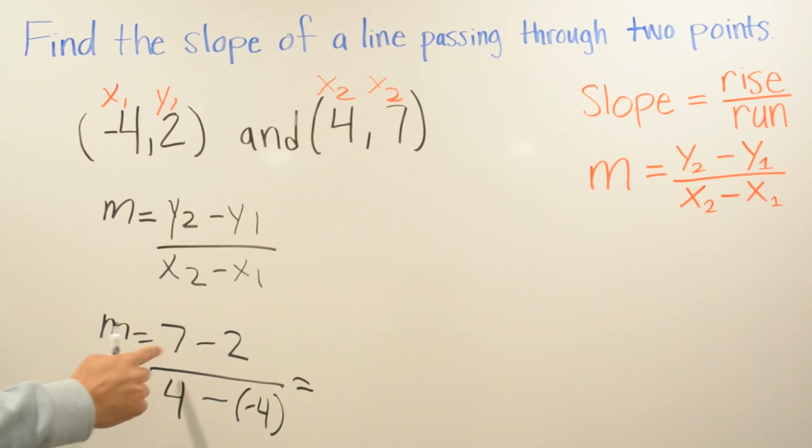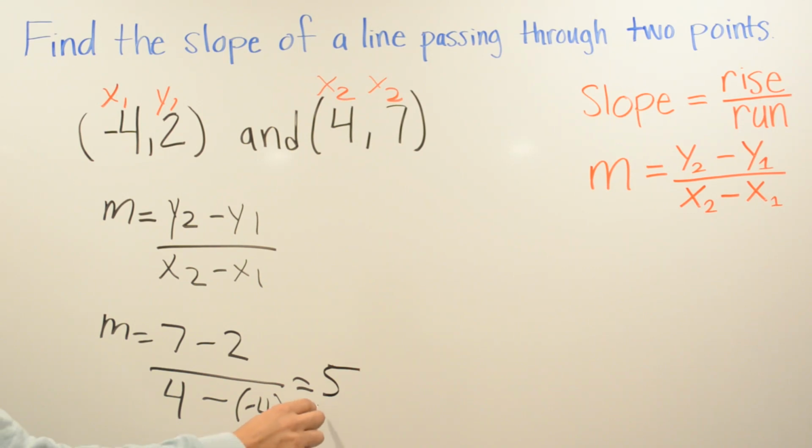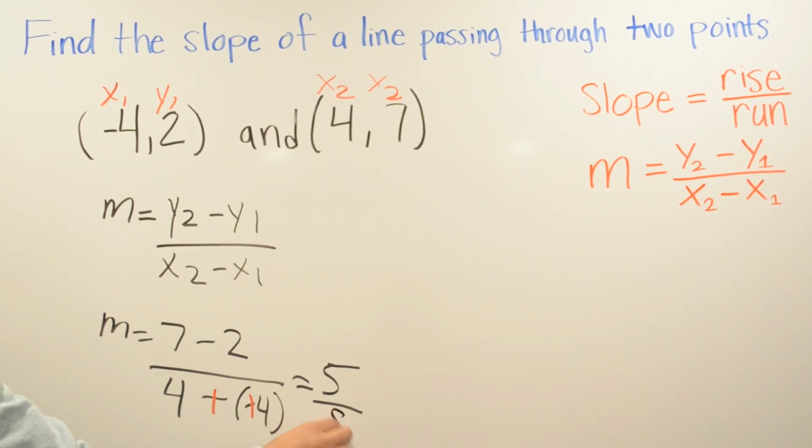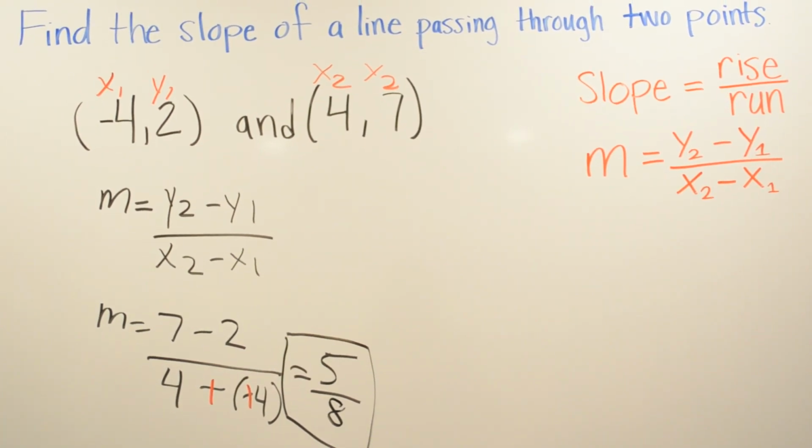And subtract 7 minus 2. It's going to be 5 divided by this negative. Subtraction of a negative becomes positive, so 4 plus 4 is going to be 8. So our slope for this problem is going to be 5 over 8.